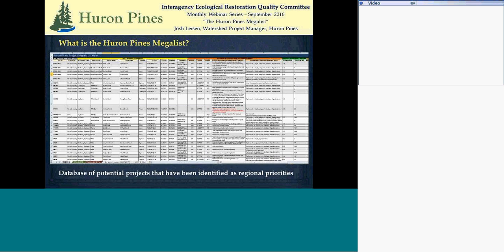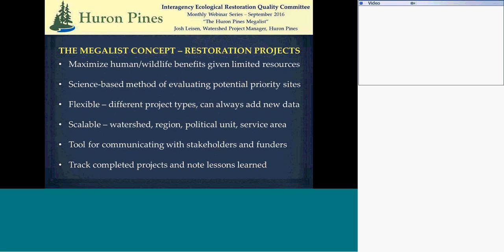So, returning to the topic of this presentation, the Huron Pines Megalist, what is it? It's basically just a database of potential projects that have been identified as regional priorities. This screenshot shows a portion of the Huron Pines Megalist, which we keep in a Microsoft Excel file format. The idea behind the Megalist, and our prioritization process in general, is to ensure that limited resources are used effectively to maximize ecological and socioeconomic benefits of restoration work.